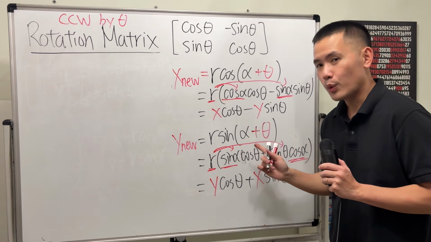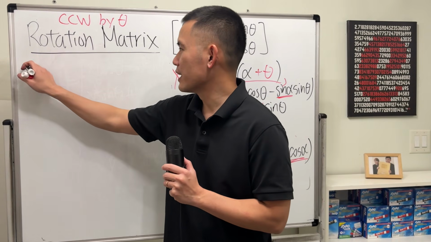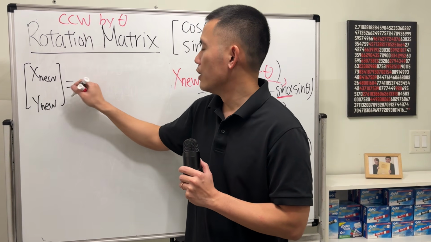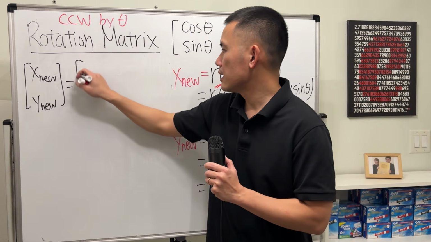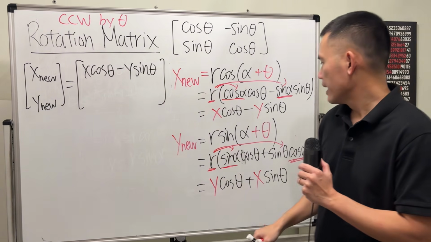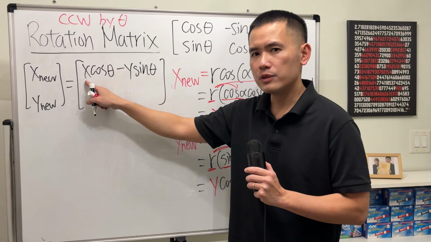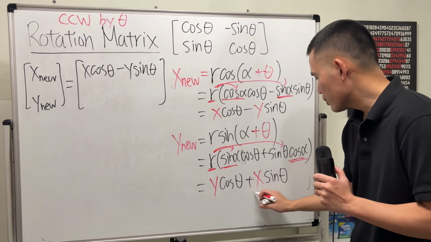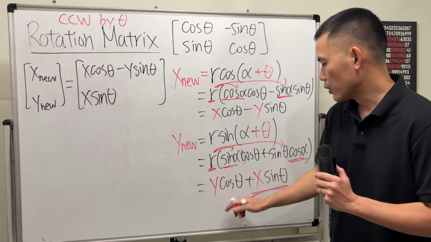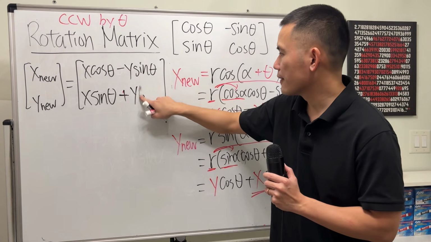Now next, this is what we are going to do. We are going to put this and that into a matrix form or a factored form, depends on how you want to look at it. So here is our x new, and then here is the y new. For the x new, I have x cosine theta minus y sine theta. And then for y new, we have this. But notice that right here we have the x going first already. So this is what we'll do. I'm actually going to put this down first. X sine theta, and of course we just have to add that with y cosine theta.